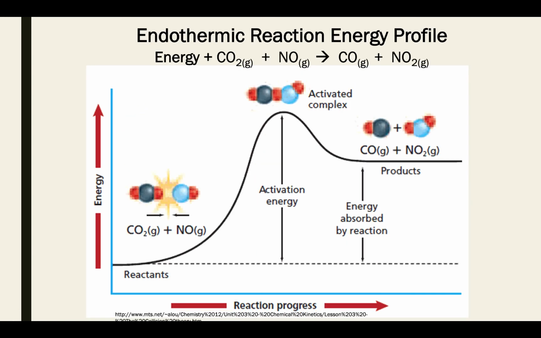Consider the reverse of this reaction, which is an endothermic process. Here, energy is being added to CO2 and NO to produce CO and NO2. This is literally just the flip of the previous reaction. Here, our reactants start down here. They're lower in energy than our products. We get that collision with proper orientation and energy, enough energy to achieve the activated complex, that temporary arrangement of molecules, and then we form product. In this case, energy is absorbed by the reaction because our products are higher in energy than our reactants, meaning it has a positive delta H.